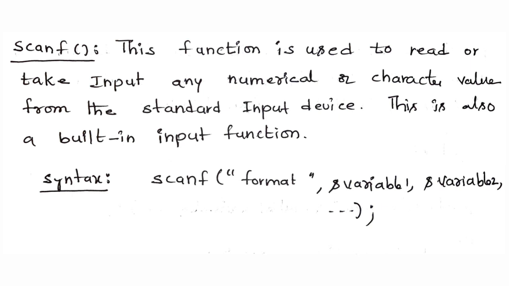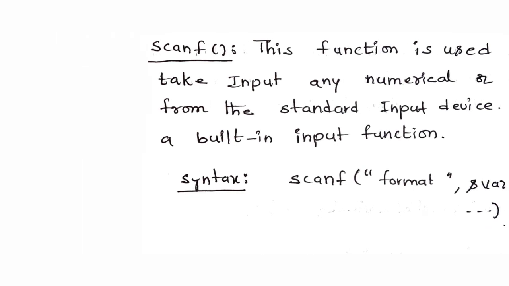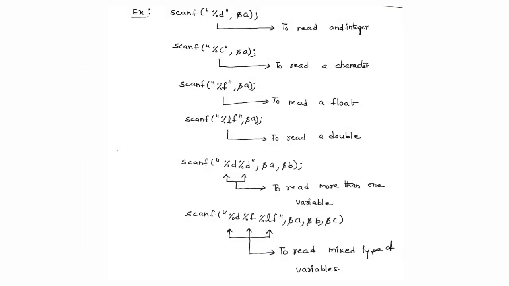Now go to the syntax. Scanf. These are all small letters because these are built-in functions, that's why we have to write them in small letters only. Scanf, and in the double quotations we have to write the format specifications and then a comma. We have to separate these variables with a comma only. Here these are the list of variables.